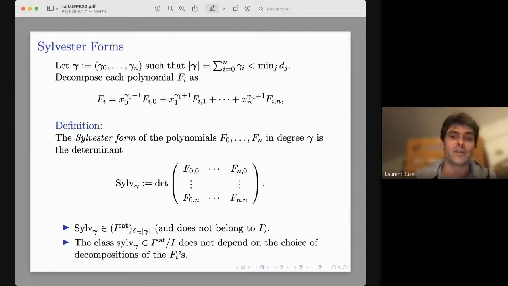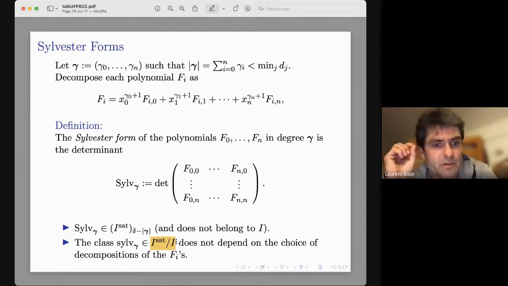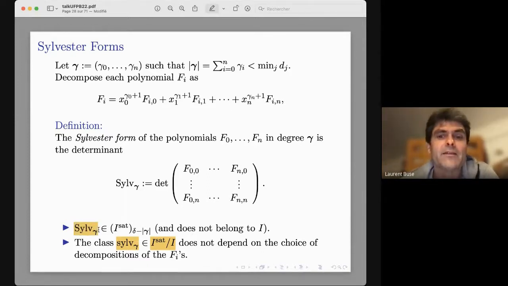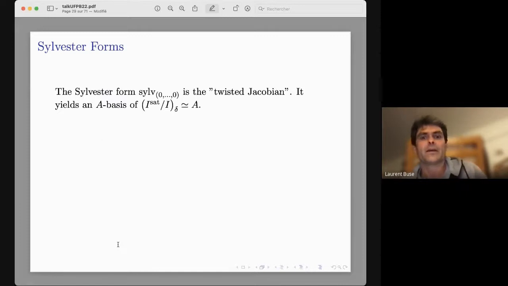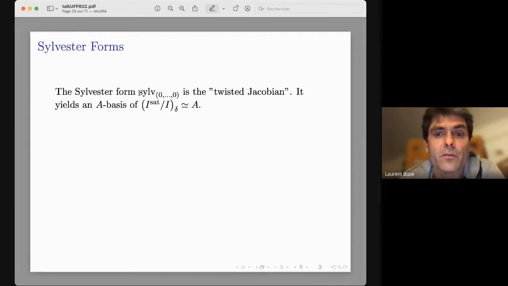Okay, and of course, it depends on the decomposition when you see it like this. But what you can prove is that actually the class of the Sylvester forms in Isat mod I does not depend on the choice of decomposition. So this is truly an element that is well defined when you do it mod I, because then this element does not depend on the choice of decomposition you did previously. So you see in my notation, I have capital S when it is in C, so it depends on the decomposition, and small s when I take the class modulo I, and then it becomes independent of the choice of decomposition.